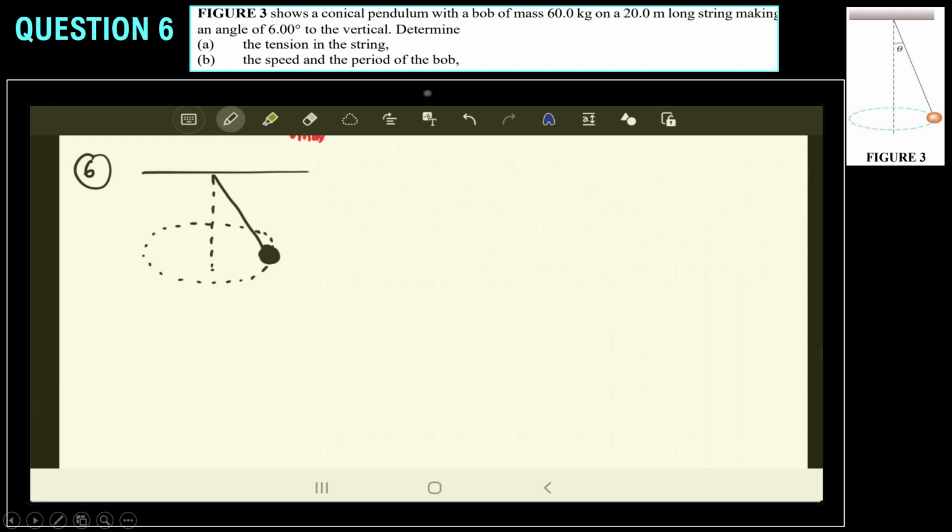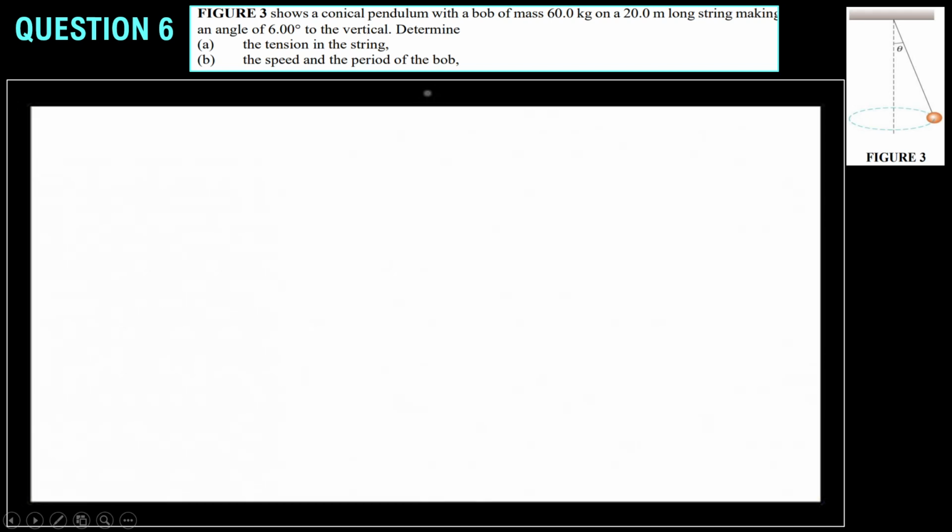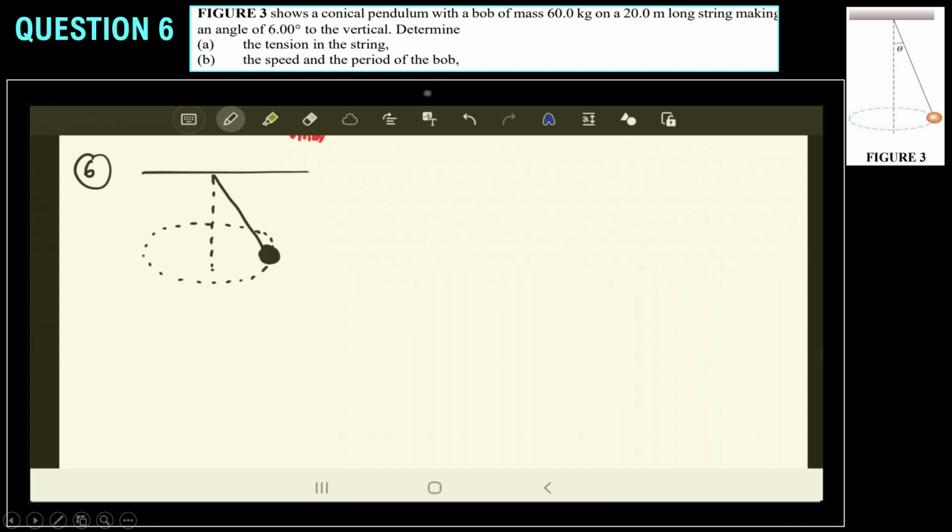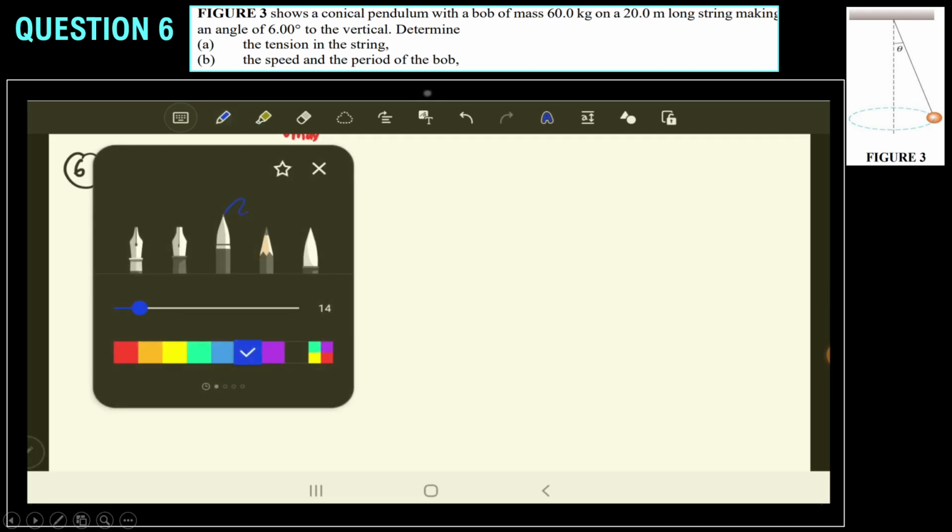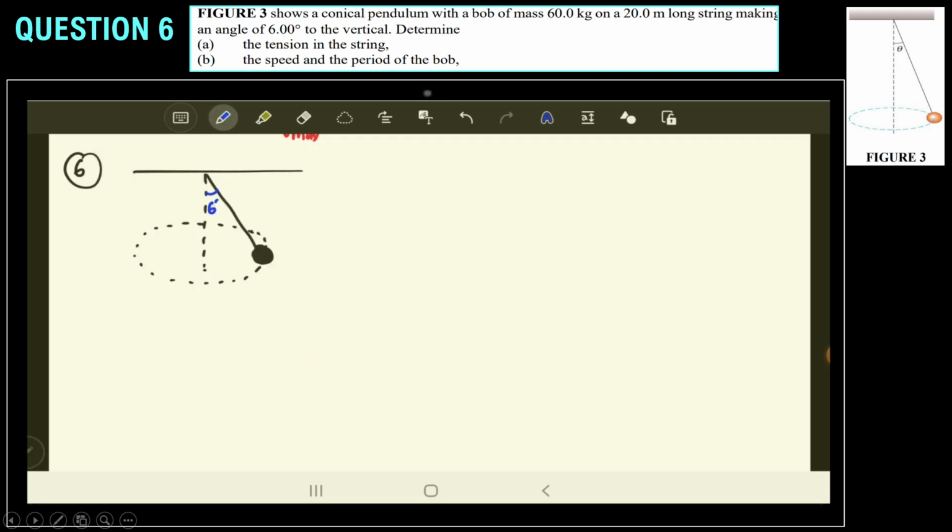Okay, question number 6. Figure 3 shows a conical pendulum with a bob of mass 60 kg on a 20 meter long string, making an angle of 6 degrees to the vertical. So the angle is 6 degrees, the length of the string is 20 meter and the mass of the bob is 60 kg. We want to determine the tension in the string.